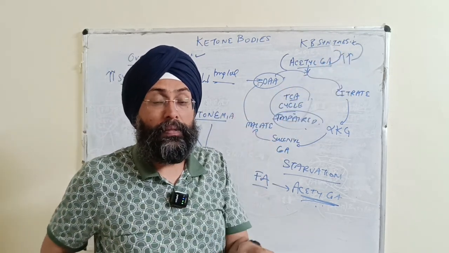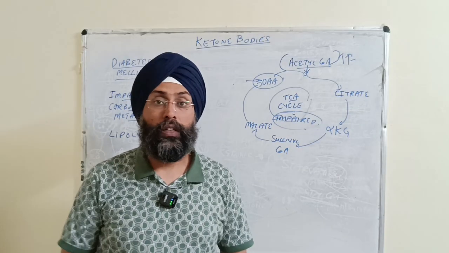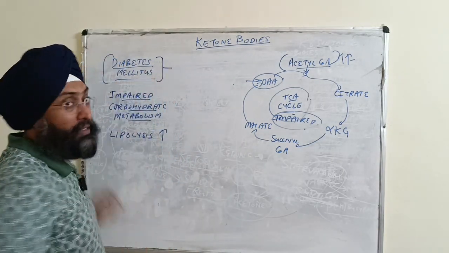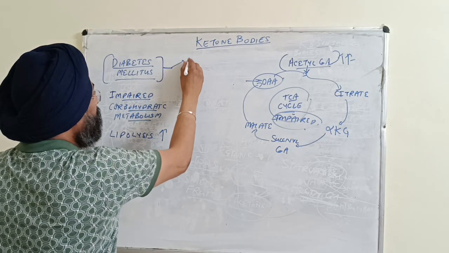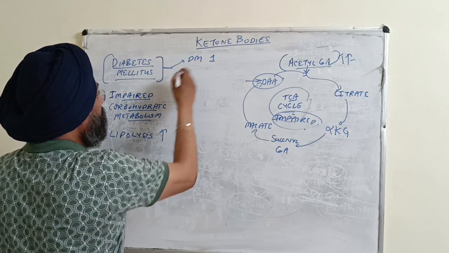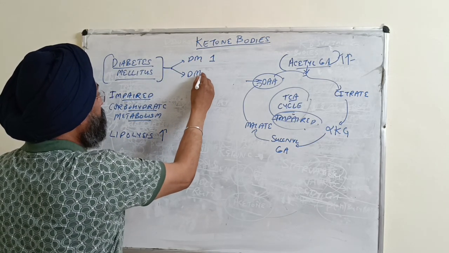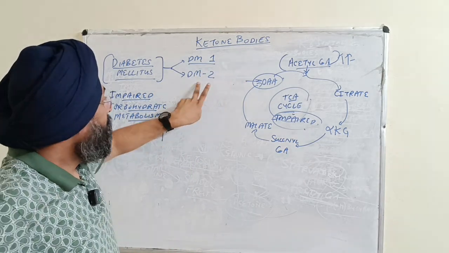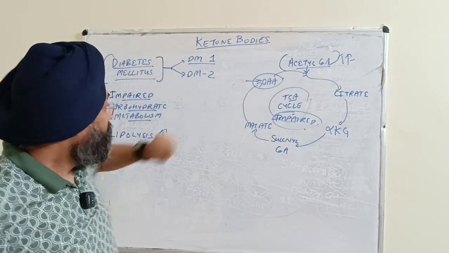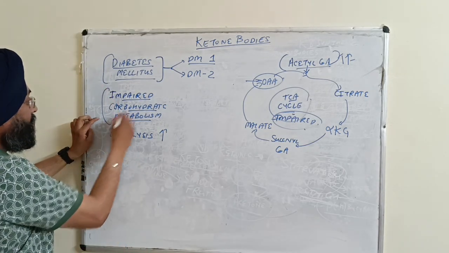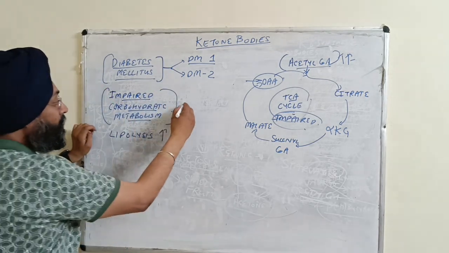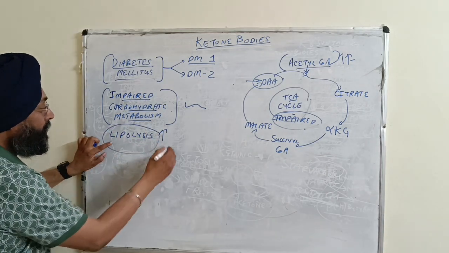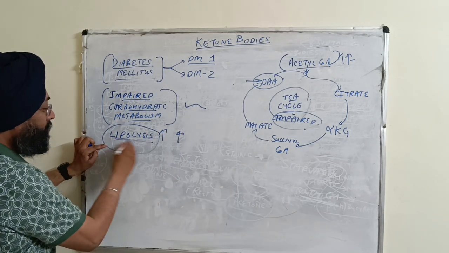Now I will discuss the metabolism of ketone bodies in diabetes mellitus, right? There are two types, DM1 and DM2. In type 1, there is complete absence of insulin, and in type 2, there is insulin resistance, right? So we can say that the carbohydrate metabolism is impaired and it is not going properly. So there will be an increase in lipolysis, right?